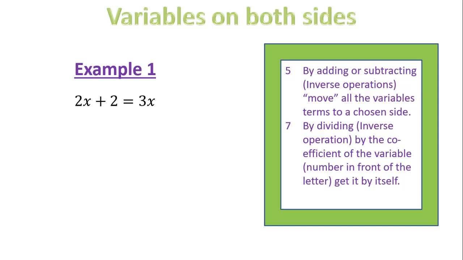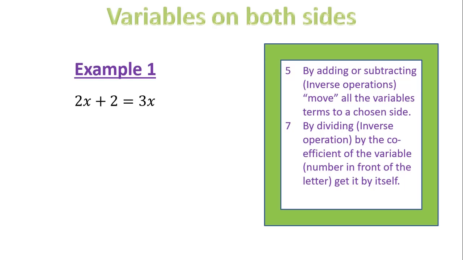2x plus 2 equals 3x. Our first thing we have to do is decide on which side we want our numbers and on which side we want our letters. If we look, we have 2x on the left hand side and 3x on the right hand side. We have a plus 2 on the left hand side and no numbers on the right hand side. So it's much easier to just leave all our numbers on the left hand side, and that means we need to move all our variables or our letters to the right hand side.